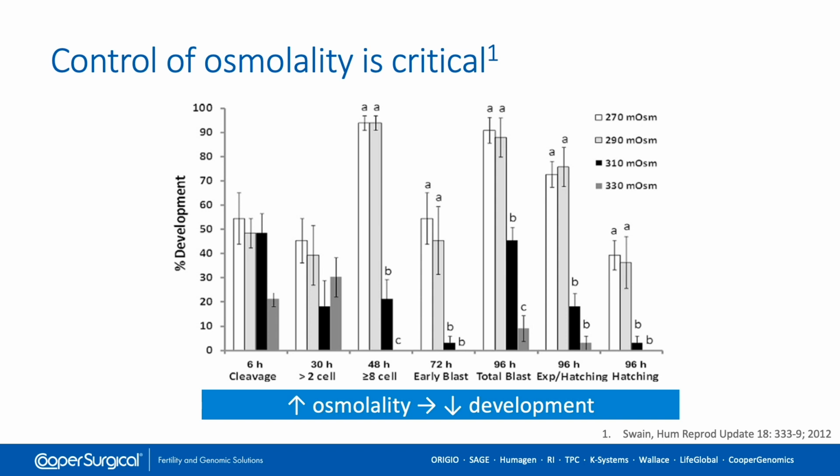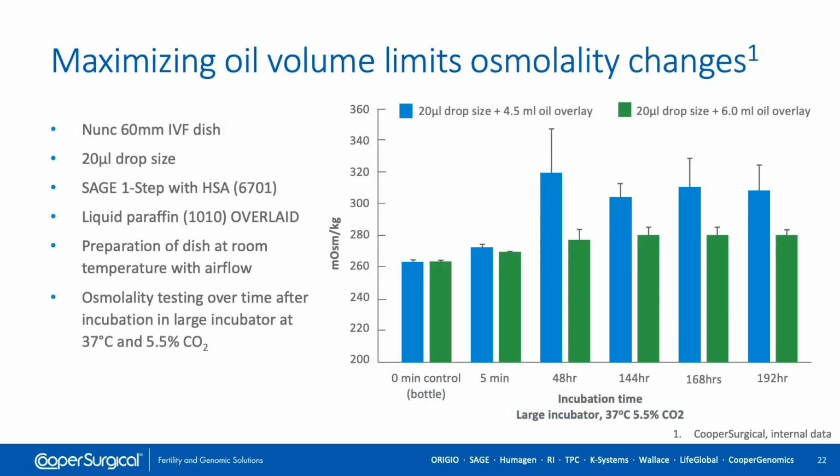And how do we control osmolality? Well, generally we do it by oil overlay in our media. This is an in-house study which was done by CooperSurgical, looking at just a very small increase in oil from 4.5 millilitres to 6 millilitres in an overlay, and looking at what effect that has on osmolality over time. And of course, as we said right at the beginning, we're now looking to culture embryos for an extended period of time, which puts increasing pressure on those drops to remain in a perfect condition for embryo development.